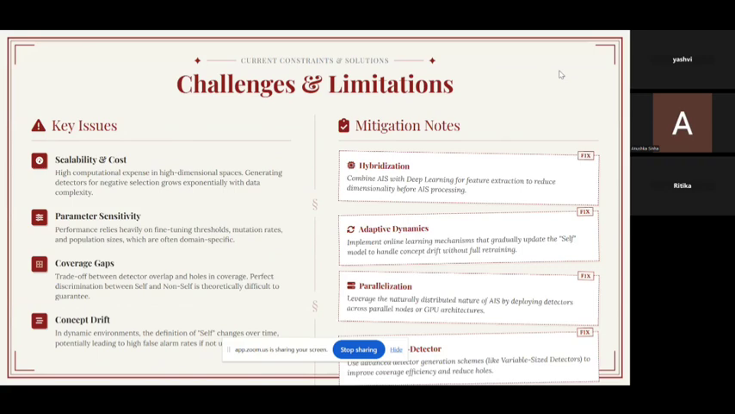Last is concept drift. When environments change, the definition of self also changes. If the model isn't updated, false alarms can increase. Now, the mitigation notes: how to solve these challenges.